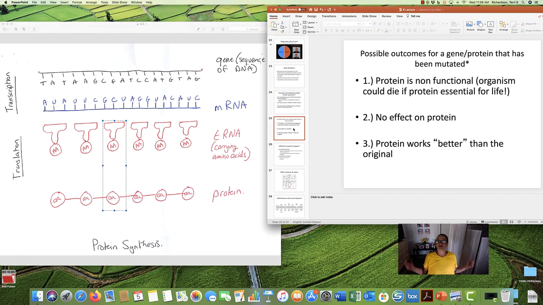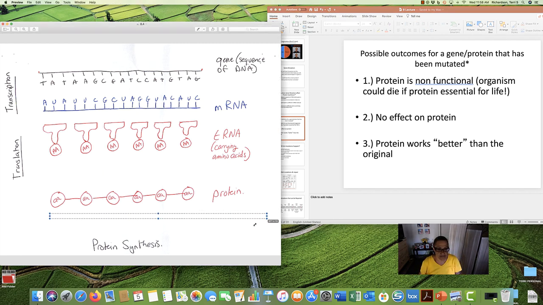And there's three outcomes when we have a gene mutation like this. The first is this protein is now not going to work. If it is, let's say, an antibody protein, and its job is to kill bacteria when you get cut or bacteria gets in your system, it's not going to work at all. And if an antibody doesn't work, if that protein is essential for that organism to stay alive, it could die.